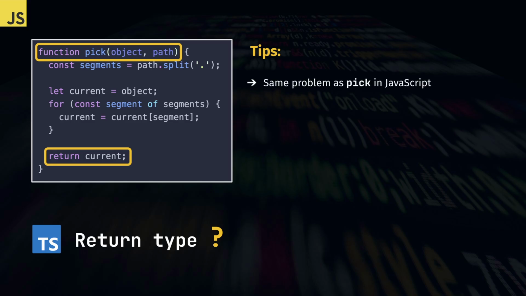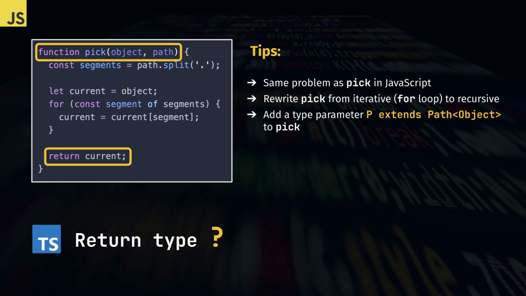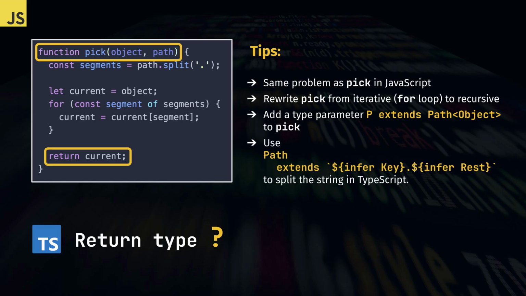First, you have to realize that this problem is the same as what the function pick does. Given an object and a path, find the value at the path. However, our function uses a for loop instead of recursion, so to convert it to TypeScript, you'd need to rewrite it. Next tip, we need to capture the specific path passed to the function, so it must become a generic type parameter of the function. And lastly, to break down a string into two strings in TypeScript, use the following syntax with infer. If you want to inspire yourself, a partial solution was shown at the beginning of the video.